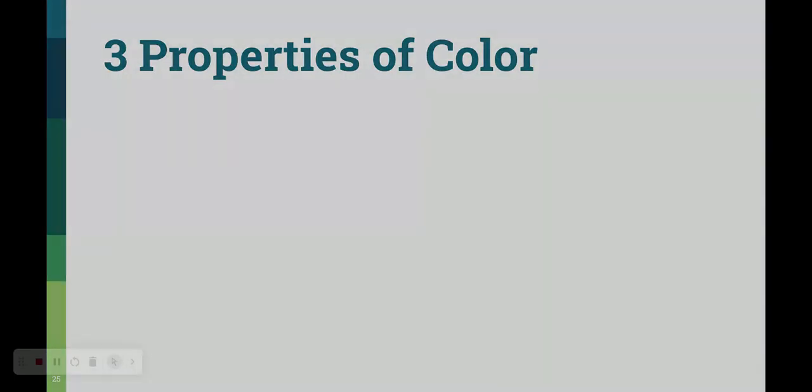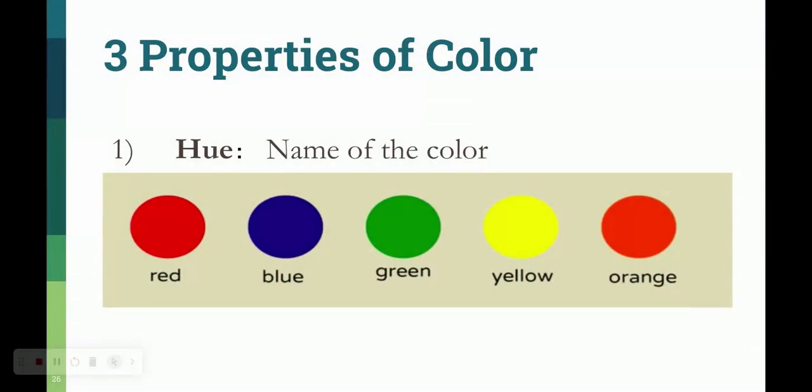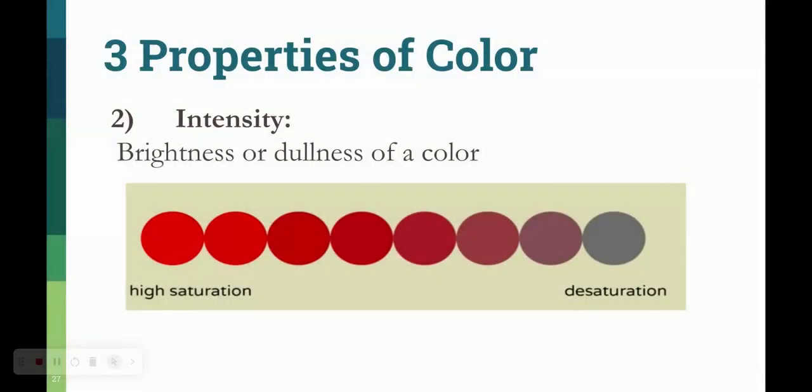There are 3 properties of color. The first one is hue. This is the name of the color. The second one is intensity. This is the brightness or dullness of a color. And you can actually change the intensity of your photos on your phone by changing the saturation. High saturation is bright colors. Desaturation means there's less colors and they look more dull.